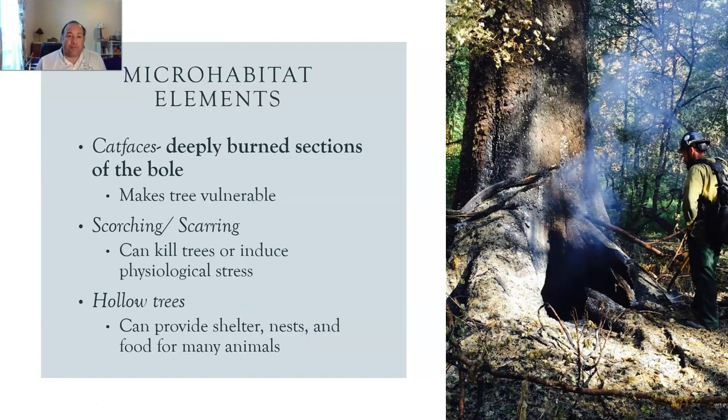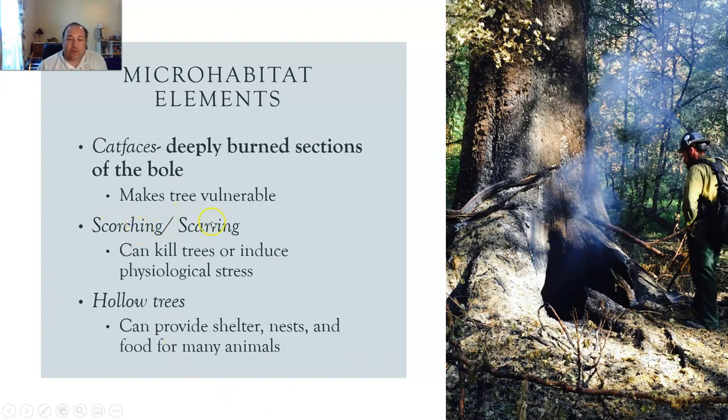There are also some what the book calls microhabitat elements, things that I'm just kind of used to in terms of being on a fire and seeing them on a fire. So the first one that talks about is cat faces. Now, a cat face, if you're not comfortable with that, that's what this thing is right here on the right. It's a deeply burned section of the bowl, which makes the tree vulnerable, but also then once again does the same thing as snags. Now, the reason this isn't called a snag is because this tree might be alive. Even though it's got this big, huge cat face here, that tree might be alive, but still provides those same qualities, the food, roosting and shelter that a snag does.